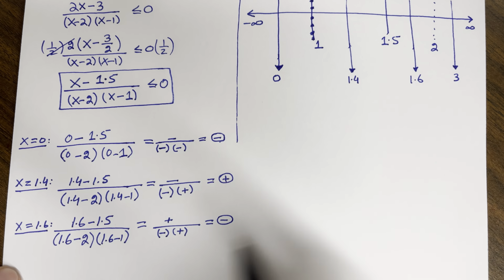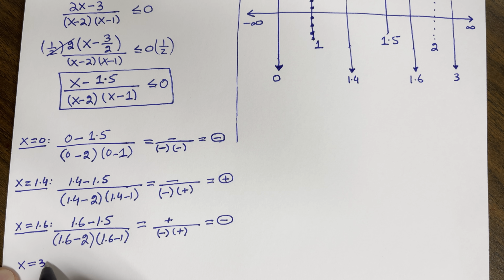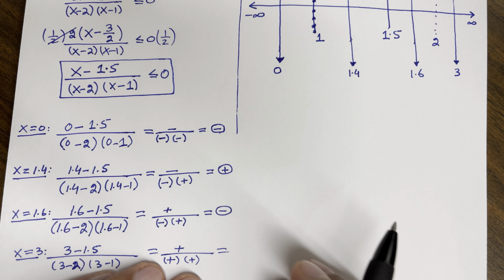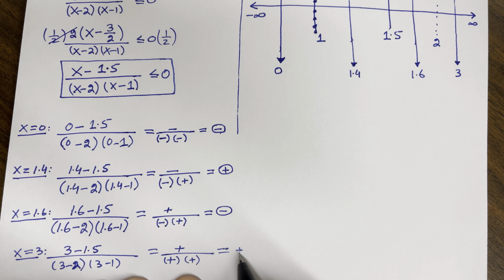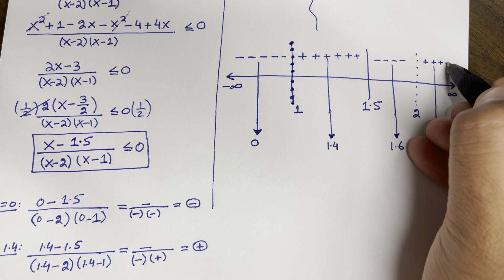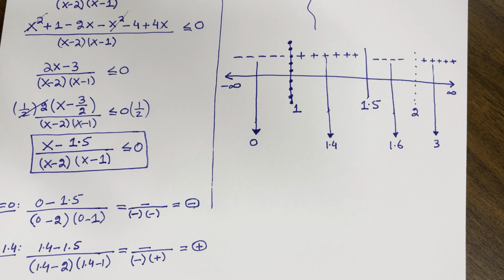Last test value is 3. x equal to 3, so let's plug in x equal to 3 here: 3 minus 1.5 divided by 3 minus 2 and 3 minus 1. 3 minus 1.5 is positive, 3 minus 2 is positive, and 3 minus 1 is positive. So we don't have any negative value. Positives multiplied and divided are always positive, so you will get a positive answer here. So in this final region we have a positive answer.